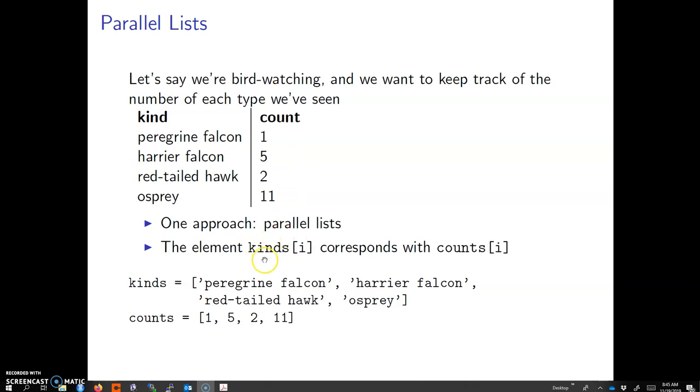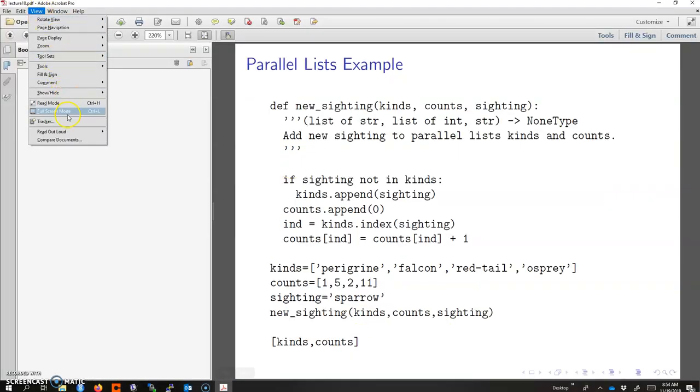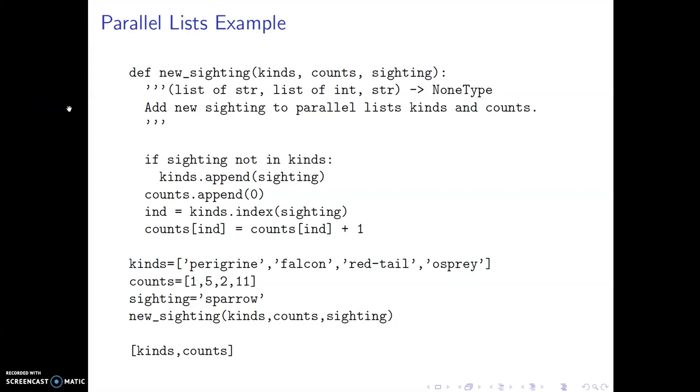The element of kinds, so notice that should actually be kind. Kinds corresponds to the count right here at the same place. So the ith component would correspond to the ith component. You just store these in two lists. So that's simple. All right, so let's take a look at an example of a parallel list and how we might set that up.